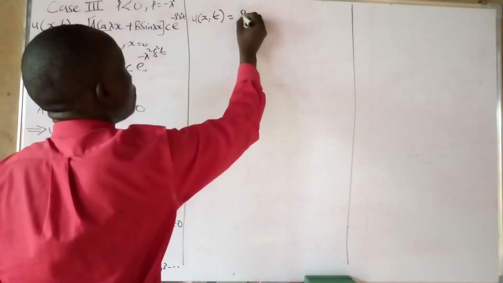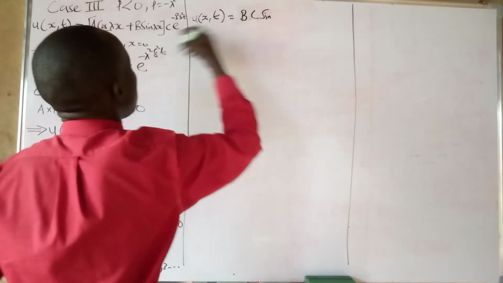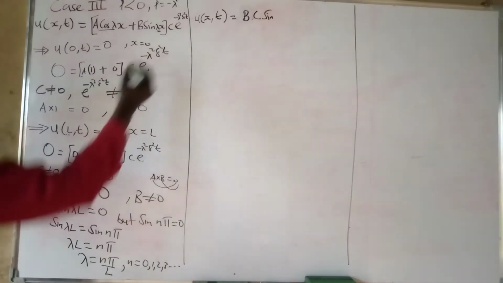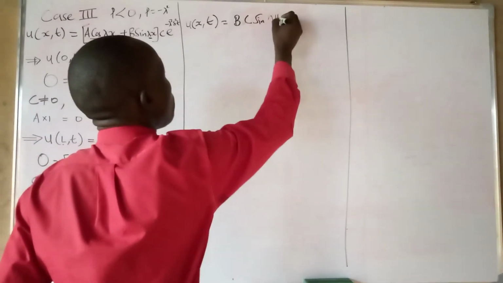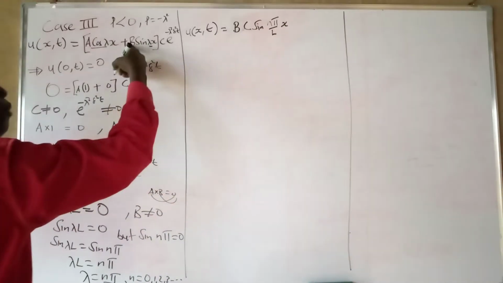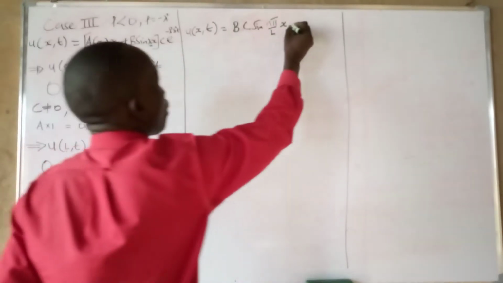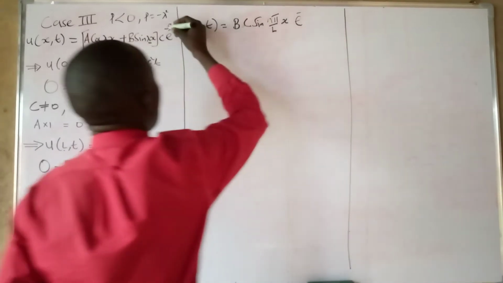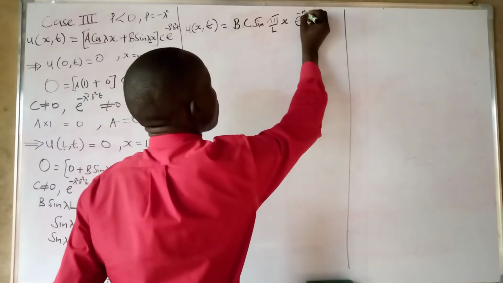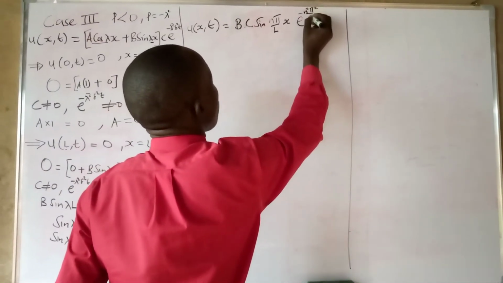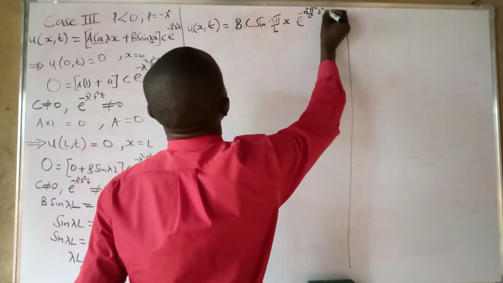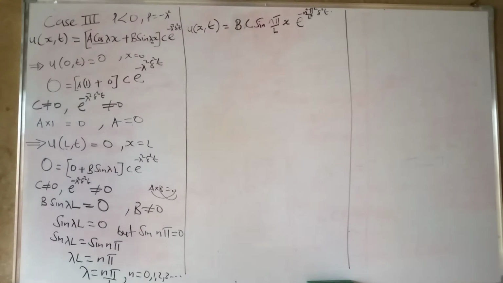So it's going to be b c sine of lambda. This lambda here, the value is n pi over L. So substitute here: n pi over L times x. Then our c is already outside. Then our e is going to be the exponential of negative lambda, and our lambda is this n pi over L, so it's going to be negative n squared pi squared over L squared, then sigma squared, then t.